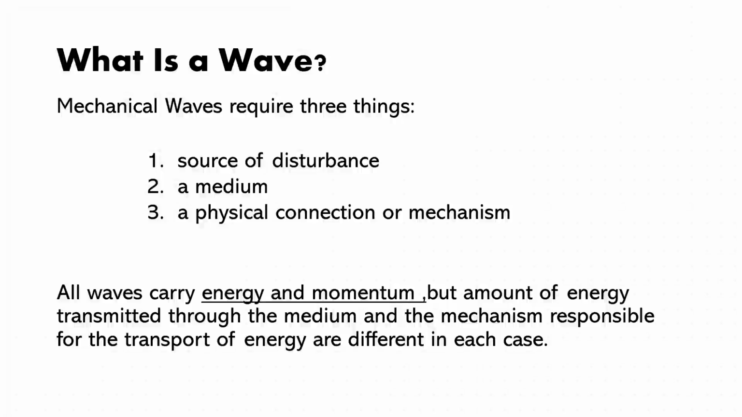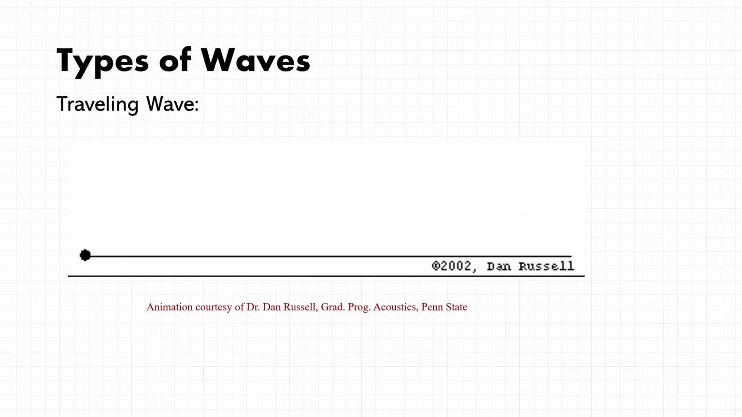So, what exactly is a wave? Well, specifically right now, what we're talking about are mechanical waves. So, like a light wave is different, has different properties to it, but a mechanical wave requires a source of disturbance, it requires a medium, and it requires either a physical connection or some sort of mechanism. So all waves carry energy and they carry momentum, but the amount of energy that's transmitted through the medium and the mechanism responsible is different in each case.